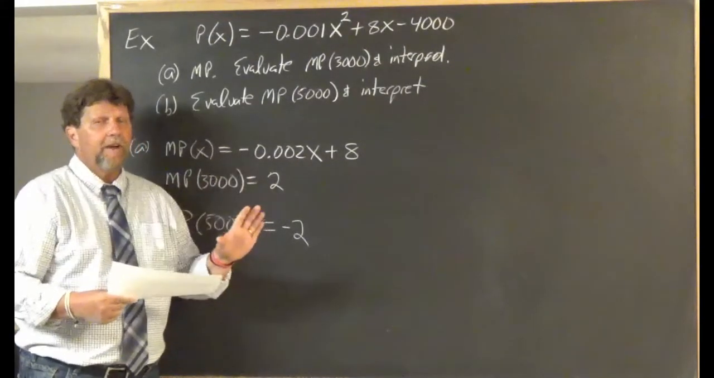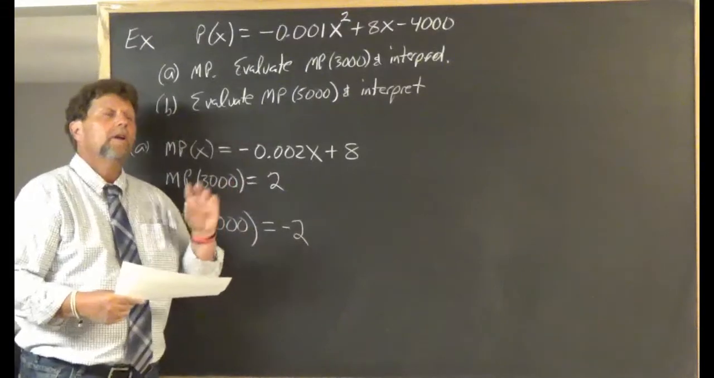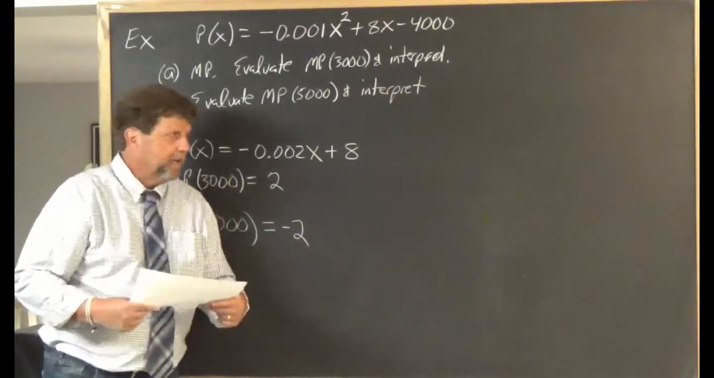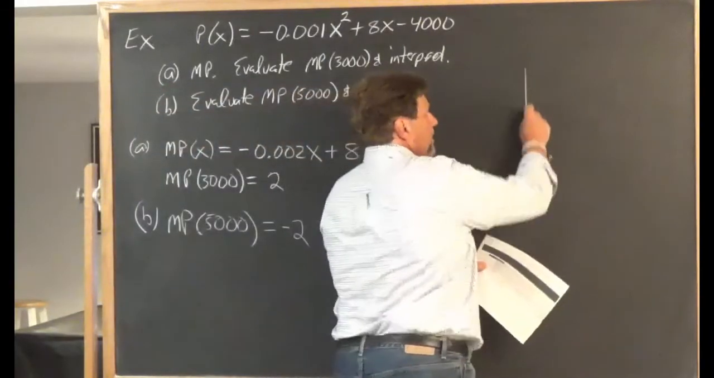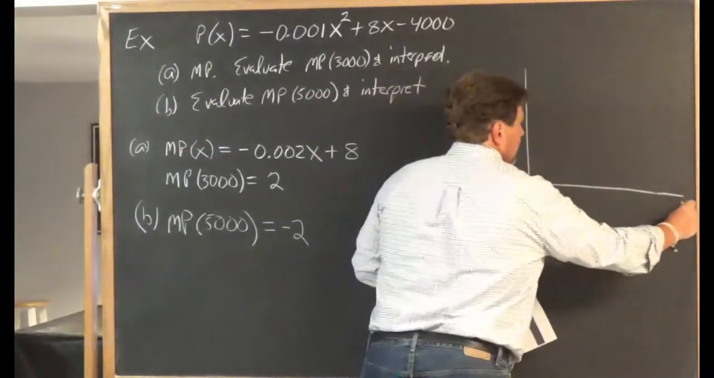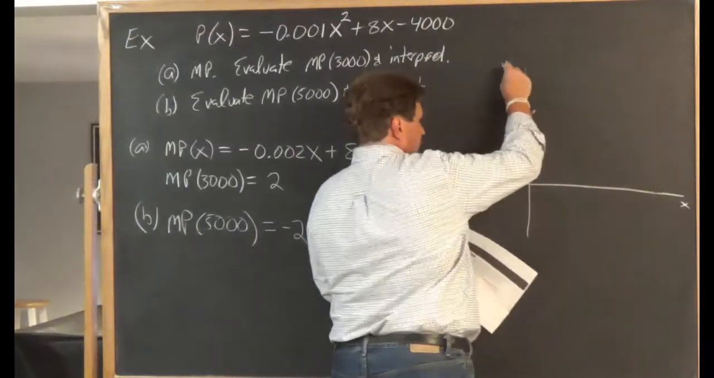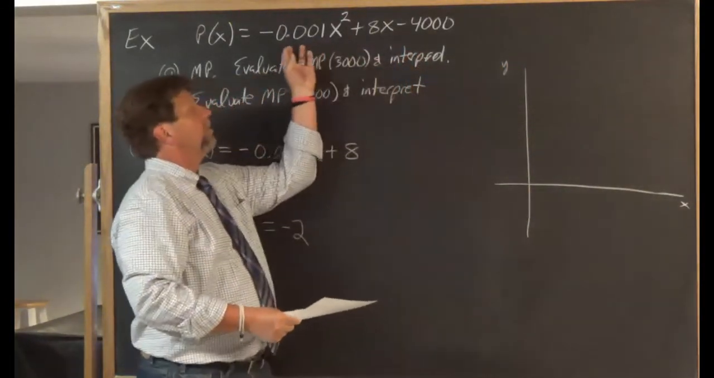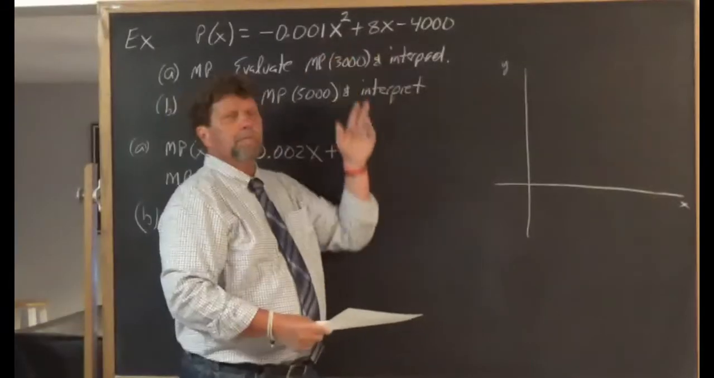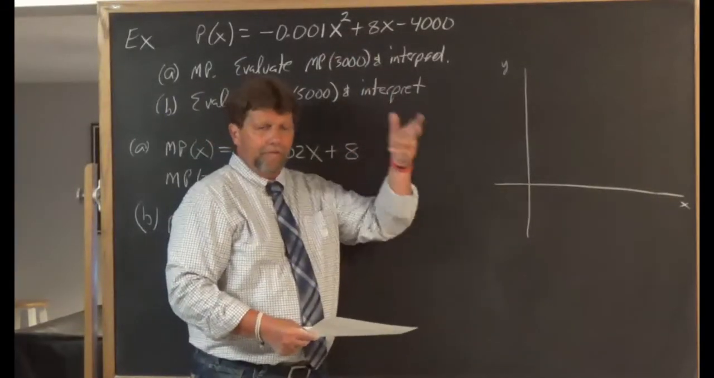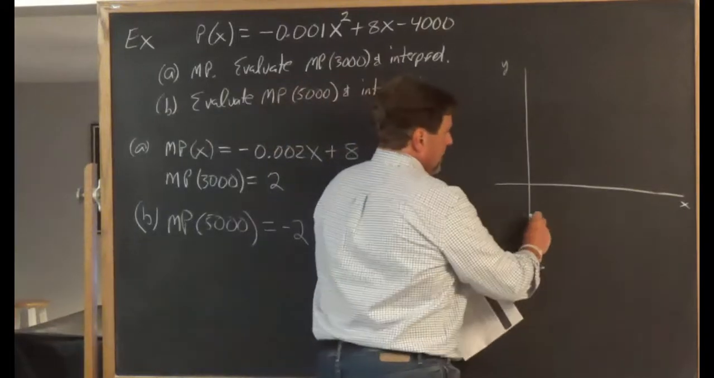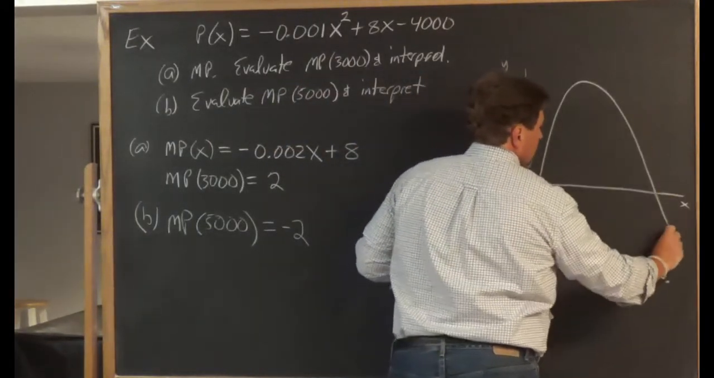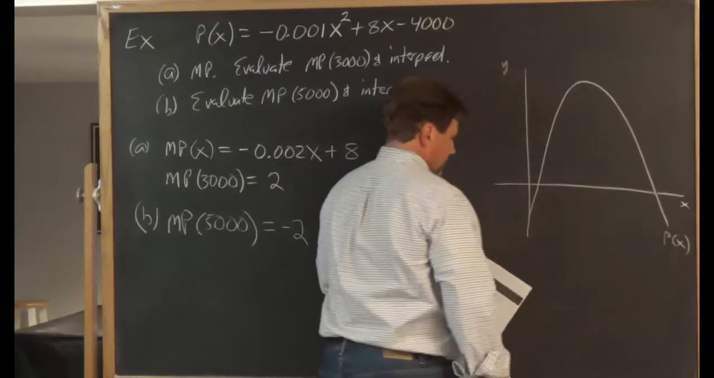You wouldn't want to make that 5,001st because you're losing some profit. So now, I want to point out graphically what this really means. I'm not going to draw an exact graph here, but if you were to graph the profit function, it's a parabola with a negative leading coefficient, so it's a sad parabola. It's looking something like this. That's what the profit function looks like.